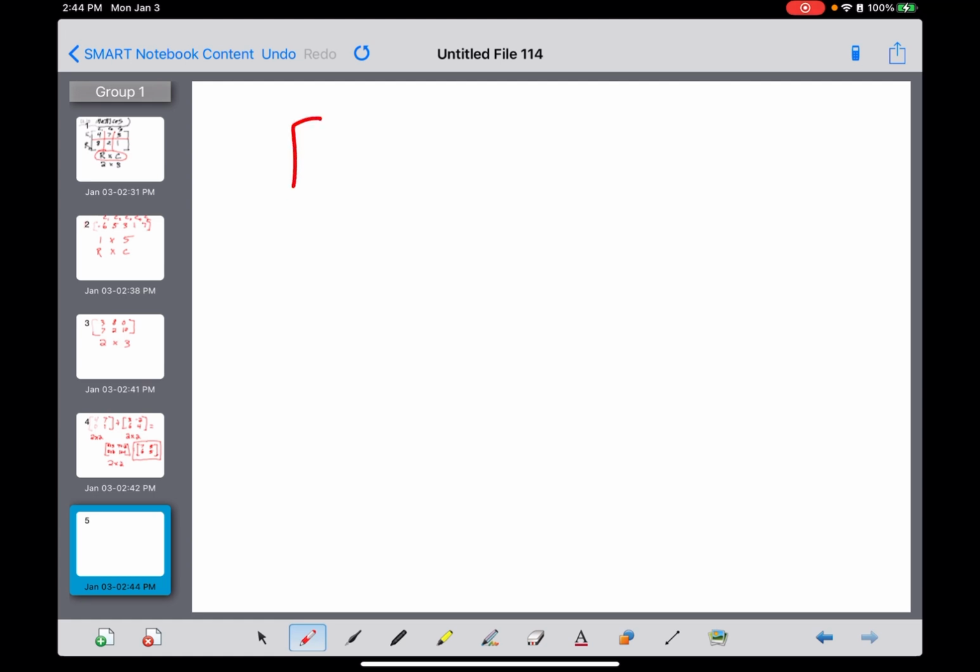Subtracting works kind of the same way. They have to be the same size. So if I have -5, 6, and 4, and I'm going to subtract -2, 3, and 1.